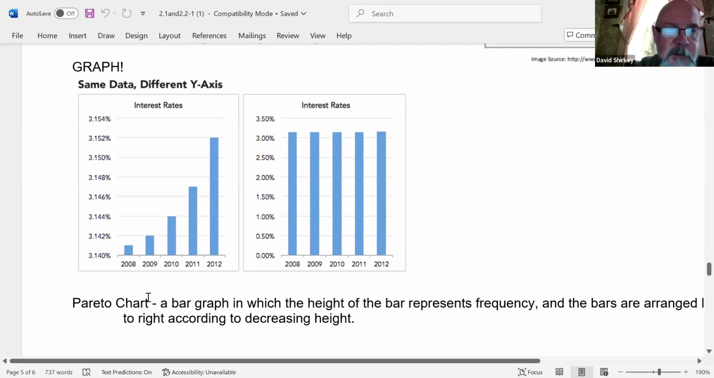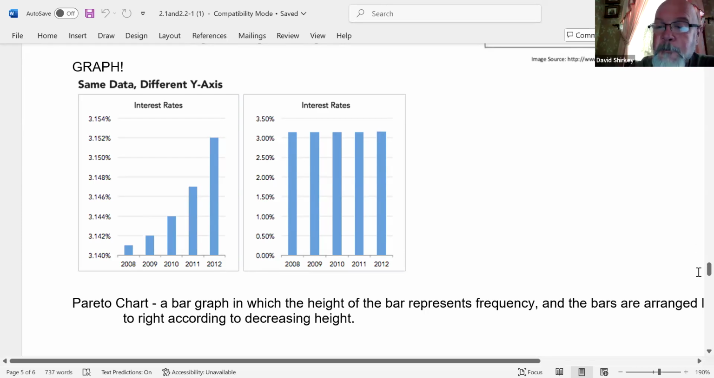Here's another example of the difference that the scale can make. So these are interest rates from 2008 to 2012. Look at the difference between the heights of the bars in the left graph. Your lowest is 3.140%, and then compare that, what happens if you start at 0 and go up? Well, here, it greatly exaggerates the difference between interest rates. Whereas if you're starting at a scale of 0, you can't even detect a difference with this graph.